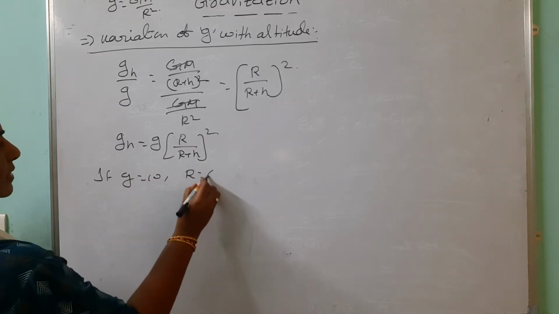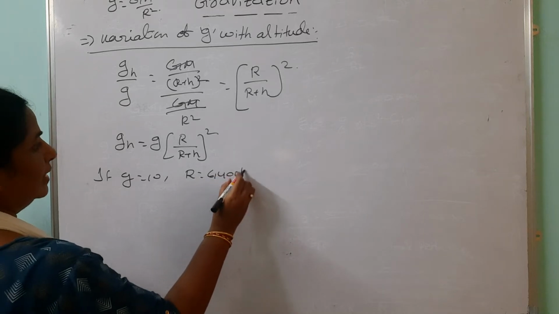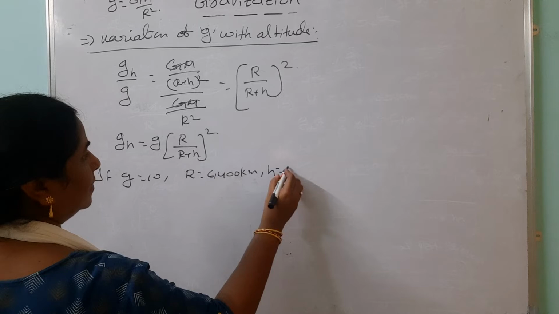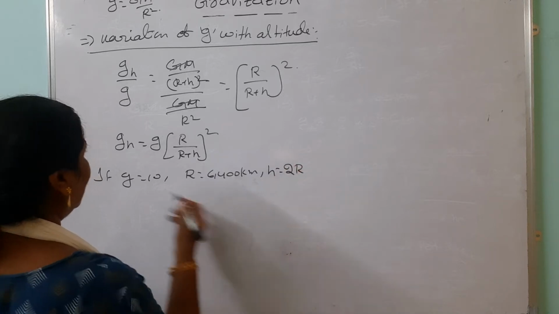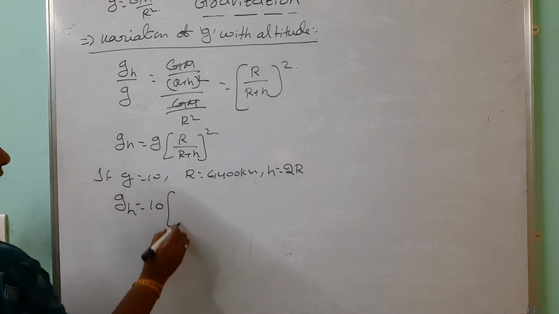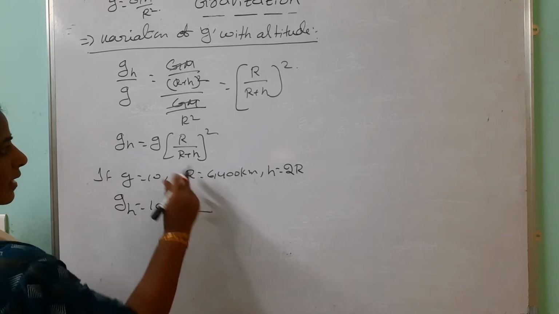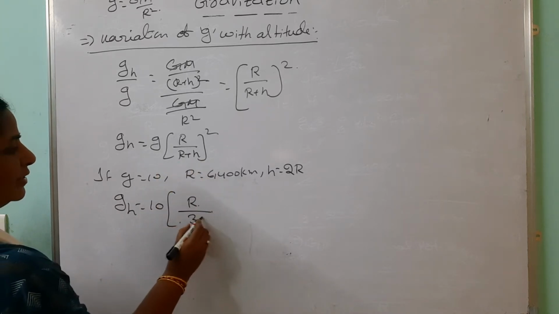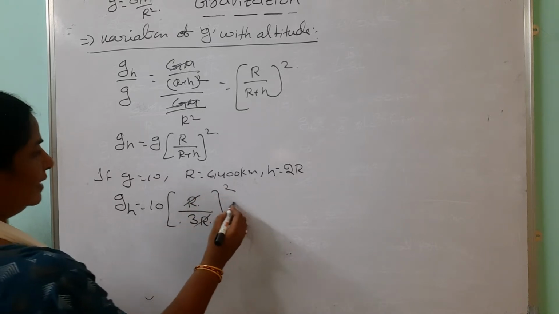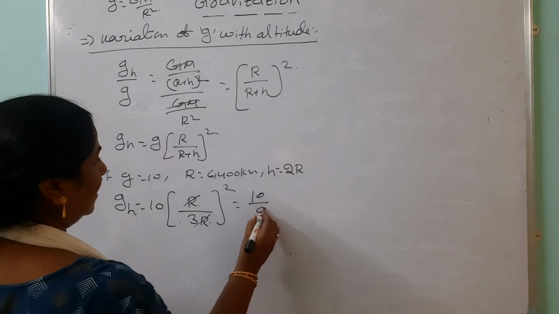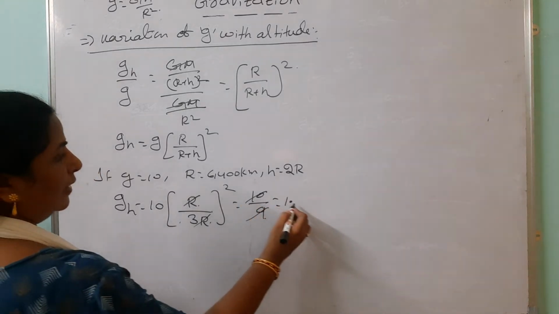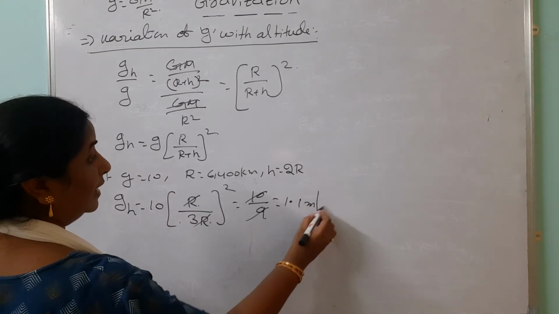R equals 6400 kilometers. Then H equals 2 times that R. Then how to do this calculation? g_h equals 10 into R by R plus 2R, which is 3R whole square. This R cancels. 1 by 3 whole square means 10 by 9. 10 by 9 means, look here, you are getting 1.1 meter per second square.